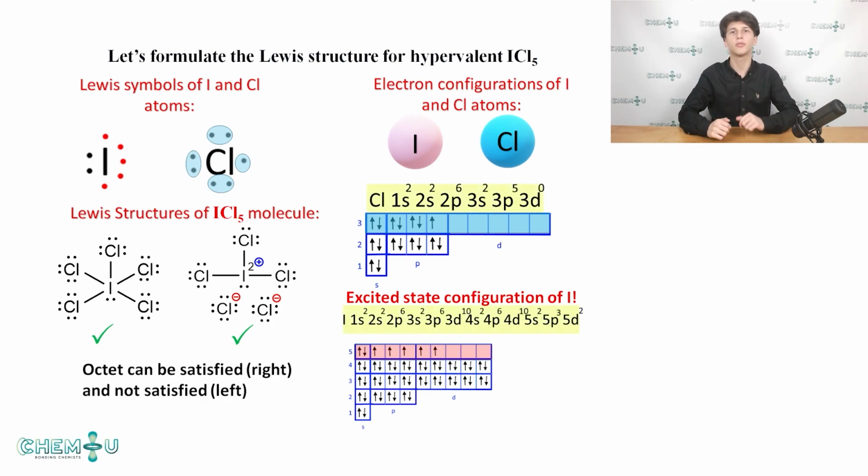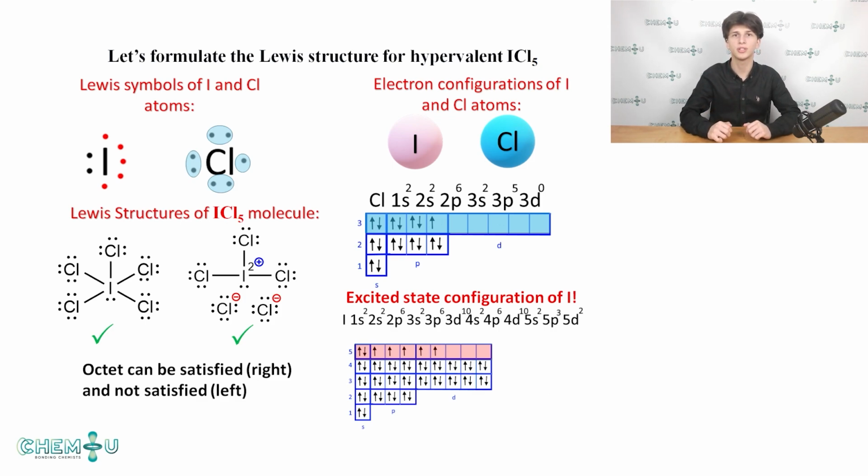The electron configurations of iodine and chlorine atoms are shown on the right. If iodine is in the excited state, we can get such an electron configuration where the iodine atom has 5 unpaired electrons. So the Lewis symbols of these atoms are shown on the left-hand side of the slide. Red dots in the Lewis structure of iodine represent unpaired electrons. Finally, the resulting Lewis structures of the ICl5 molecule are given at the bottom. Pay attention that we have more than 8 electrons around iodine and an octet around chlorine.